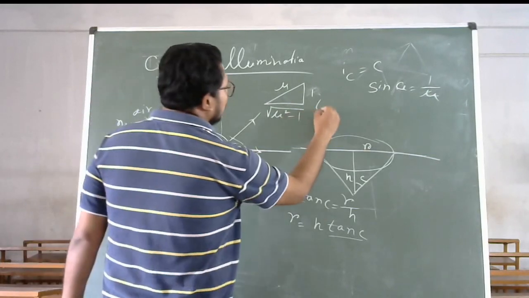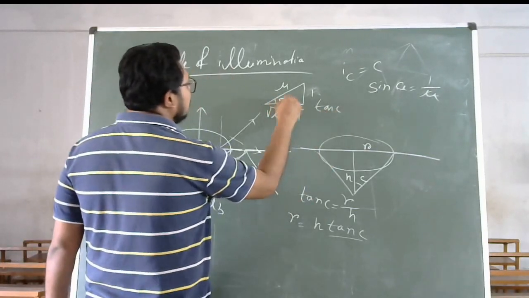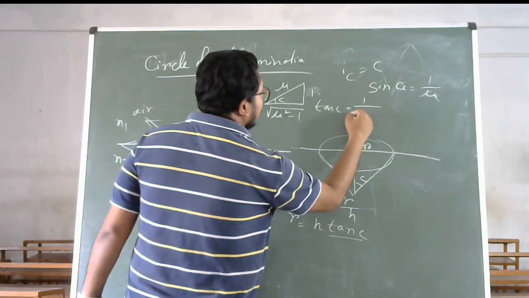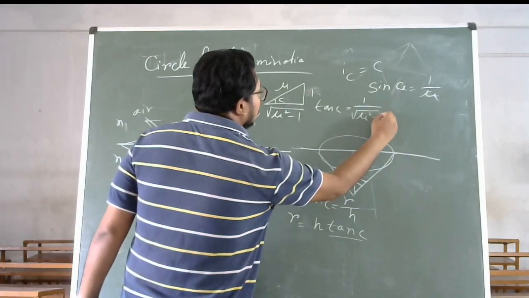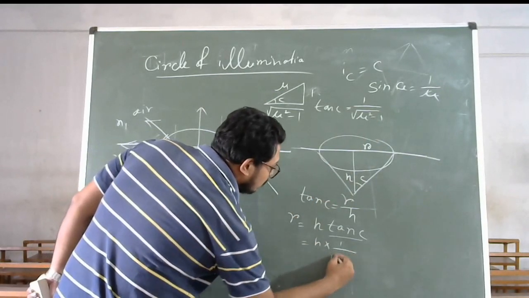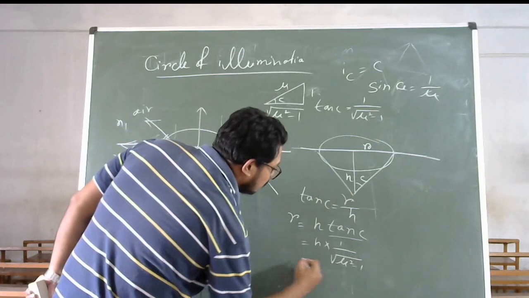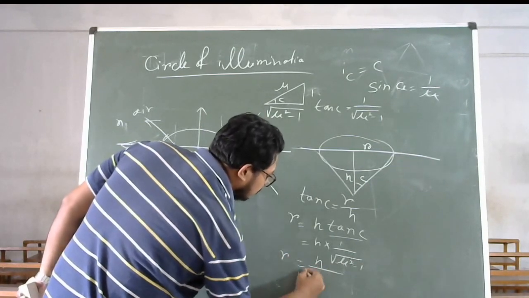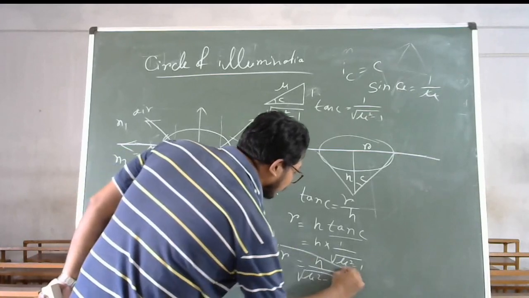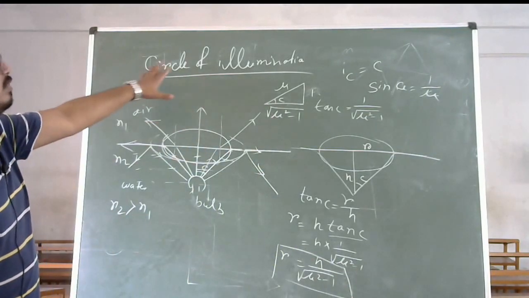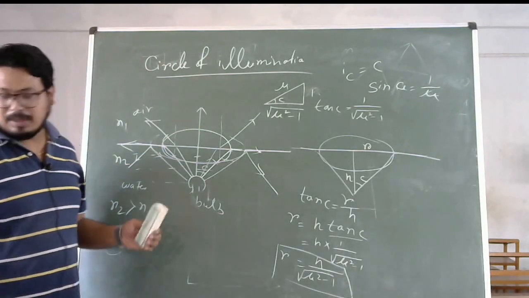Now we can find out from here what is your tan C. This is the angle of C. So tan C is perpendicular by base, that is 1 by root of mu square minus 1. If you apply this value here, you can find out H into 1 by root of mu square minus 1. That means R is H by root of mu square minus 1. This is the value of the radius. You can find out the radius of circle of illumination. So this one is an important topic.